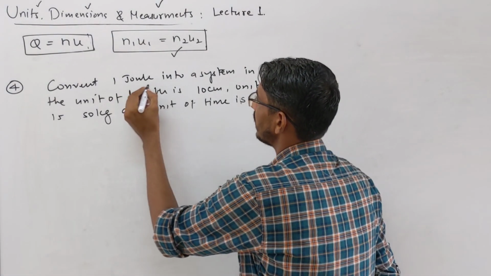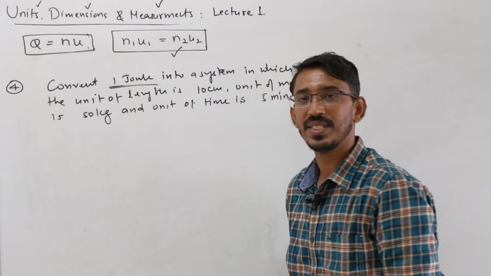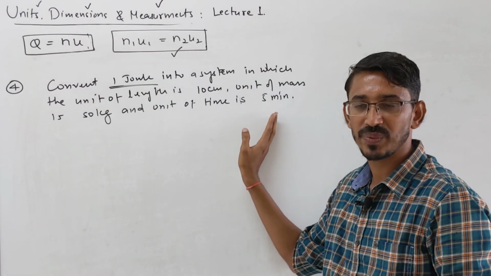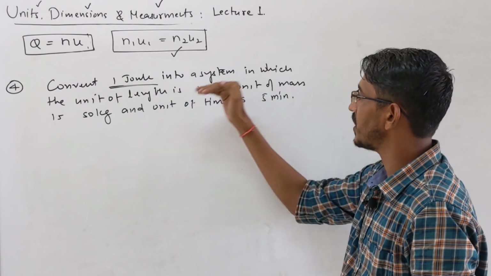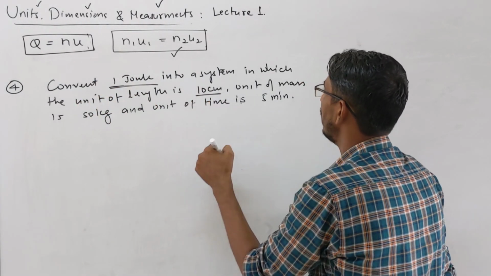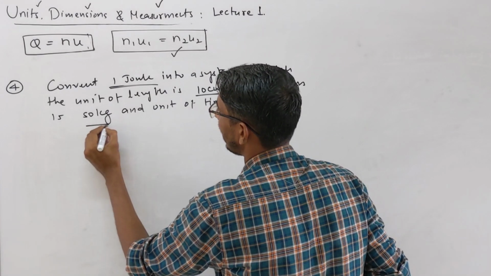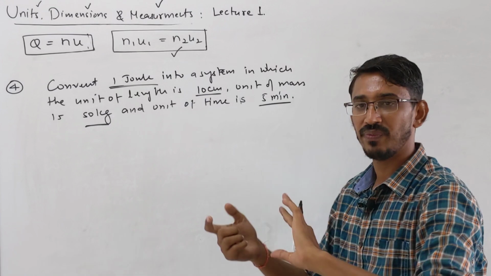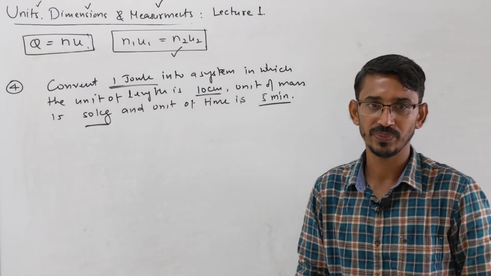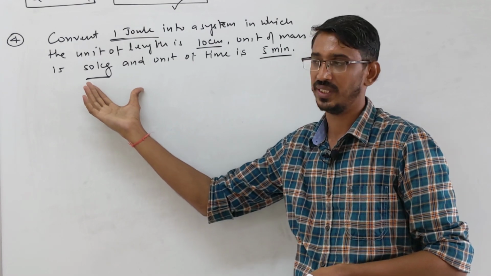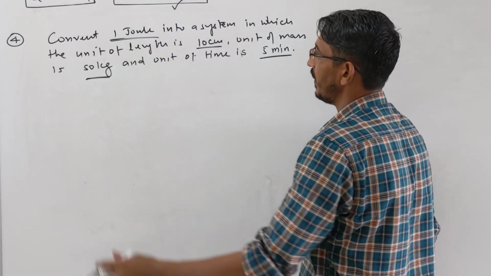Let's understand this pattern. Again they asked to convert some value. We know 1 joule is in SI system, but the second system in which we are converting, they did not give the name of the system, directly giving how we measure these values. Unit of length is given 10 centimeter, unit of mass is given 50 kg, unit of time is given 5 minutes. Some combination of different CGS and SI will be given to you. And this is a recent pattern.